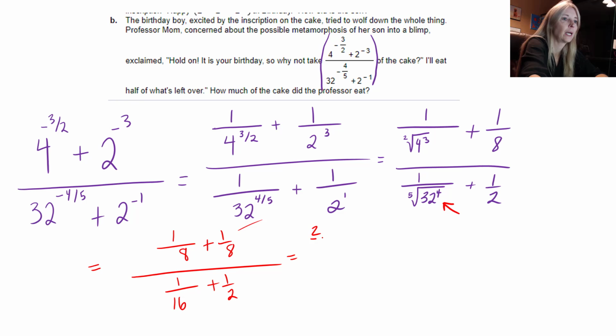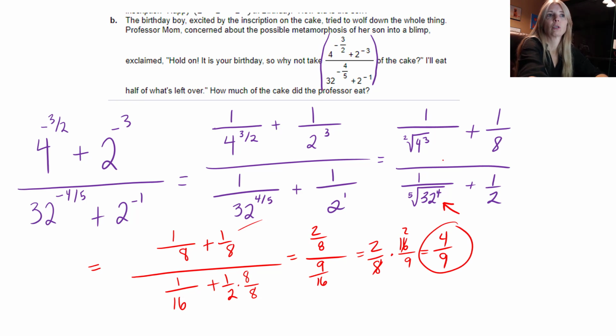Now, of course, I add these. To add the bottom, I need to find the least common denominator. So I end up with 8/16 plus 1/16, which is 9/16. And then when you have a fraction and you're dividing, you flip and multiply, and we do that right there, and we get 4/9.